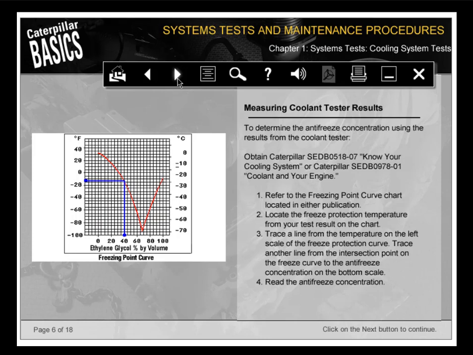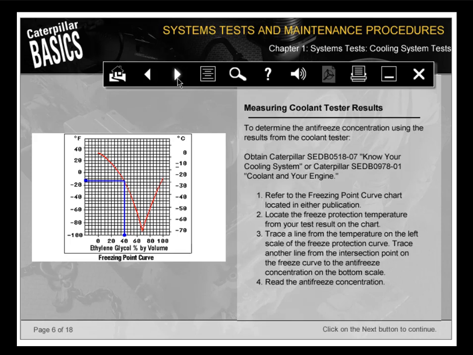To determine the antifreeze concentration using the results from the coolant tester, obtain Caterpillar SEDB 0518-07, Know Your Cooling System, or Caterpillar SEDB 0978-01, Coolant and Your Engine.